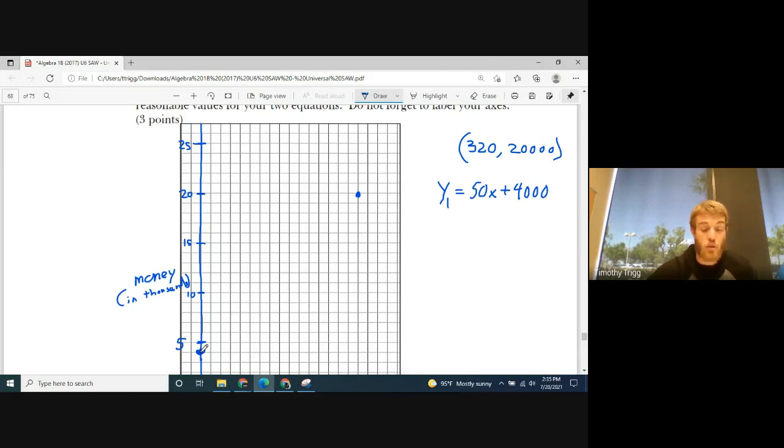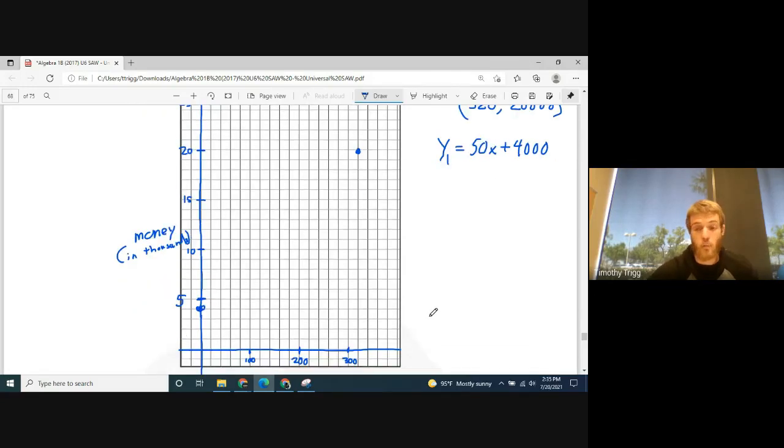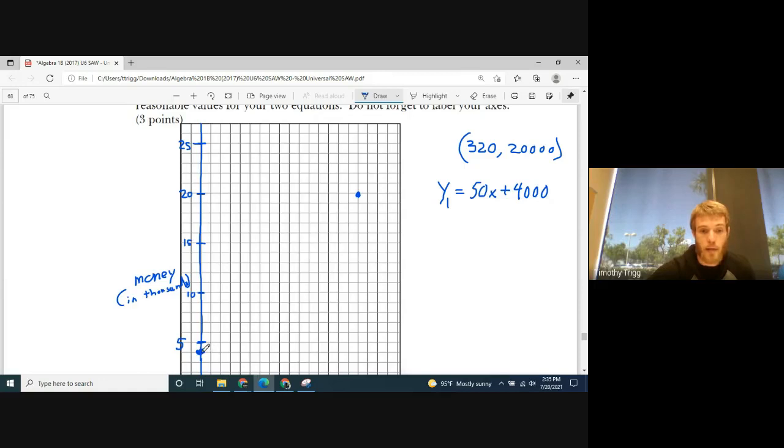Now, I would suggest using a straight edge, like a ruler or a protractor, something that you could draw a straight line with. I'm not going to be able to do that because I'm on the computer, whatever, but I'll do my best. Hey, that's pretty good.